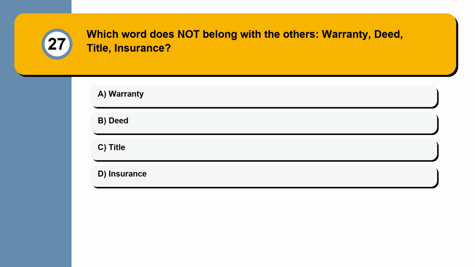Question 27. Which word does not belong with the others? Warranty, deed, title, insurance.